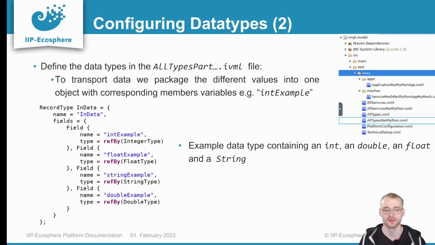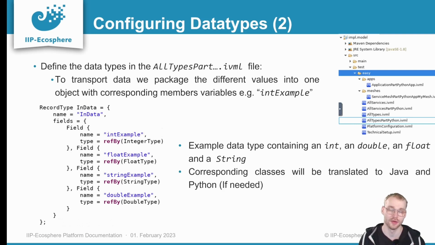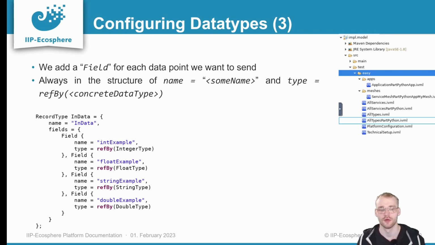We see fields. These correspond to data types you want to pass on, in this case 3 numbers of different number types and a string. The corresponding class in data will then be translated into Java and Python with the corresponding members fitting the closest data type if there's no concrete equivalent. For each data point we want to put in, we add a field with a name. It always has the structure of name, some name you want to choose. I recommend using lowercase letters, as capital letters led to some errors in the past.